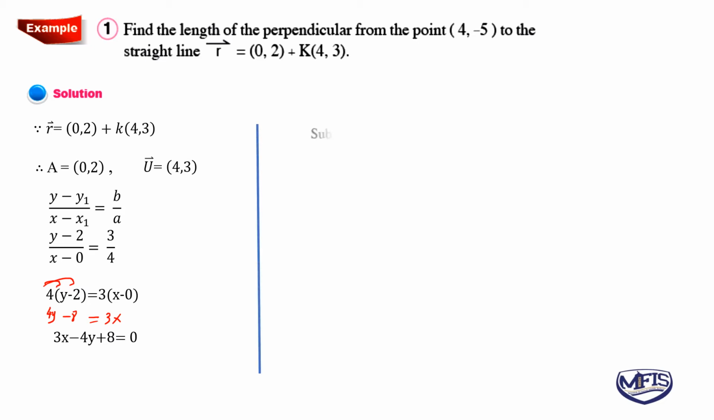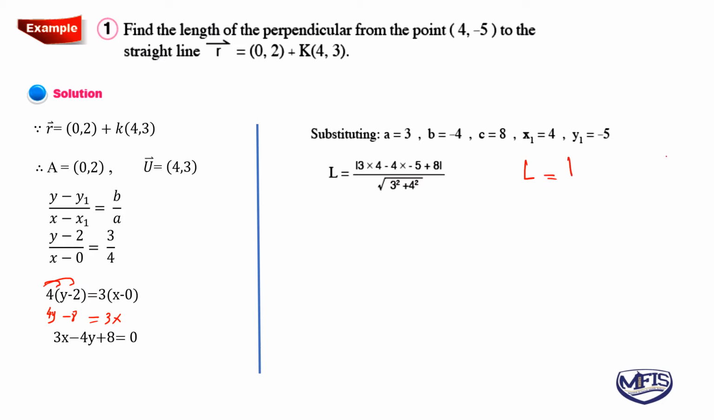And we have the point (4, -5). So A equals 3, B equals negative 4, and C equals 8, and we have x1 equals 4 and y1 equals negative 5. So we can use the rule: the length of the perpendicular equals |A x1 + B y1 + C| over root (A² + B²).